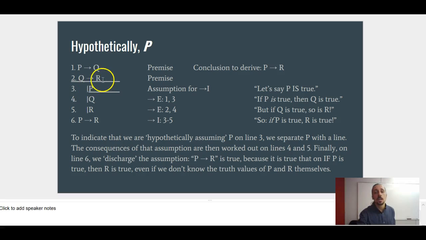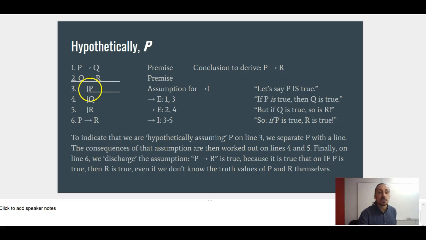So I'm going to create a vertical line, and I'm going to say, okay, hypothetically, assume, let's say P is true. If P is true, then Q is R. How do I know that? Conditional elimination, which is a rule we already have. But if Q is true, then R is true. Now here comes the tricky bit.